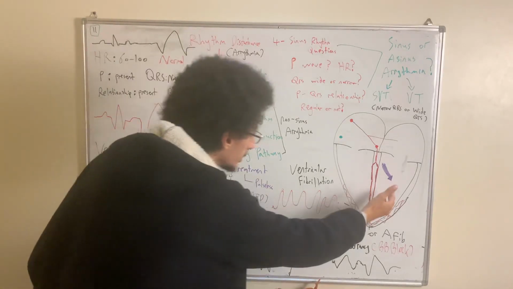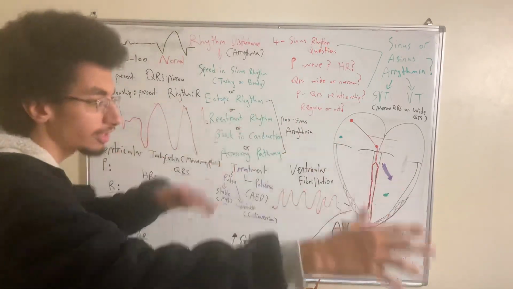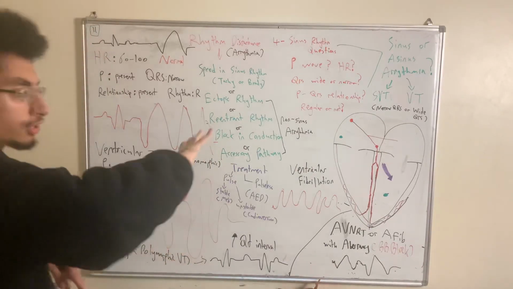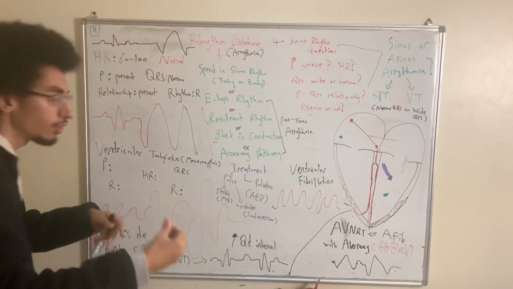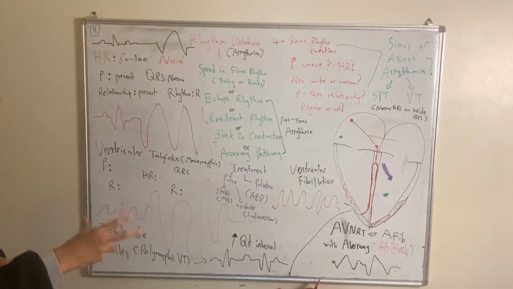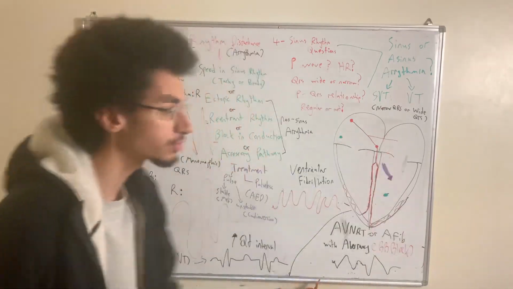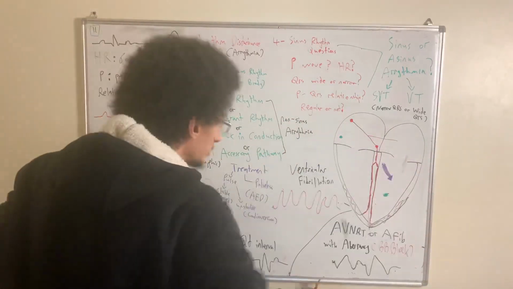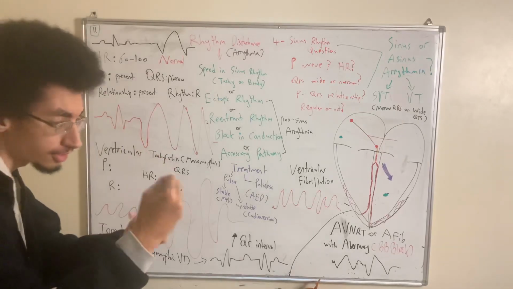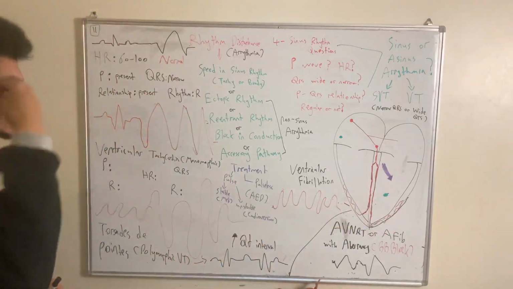Where they are going in a bizarre direction. They're going towards the left, they're going towards the right, and they're very inefficient. They're very slow in depolarizing the entire ventricle. They're not coming from the normal pathway. They're going all over the place. This pacemaker going left, right, is very inefficient. Depolarizing the ventricles takes time.